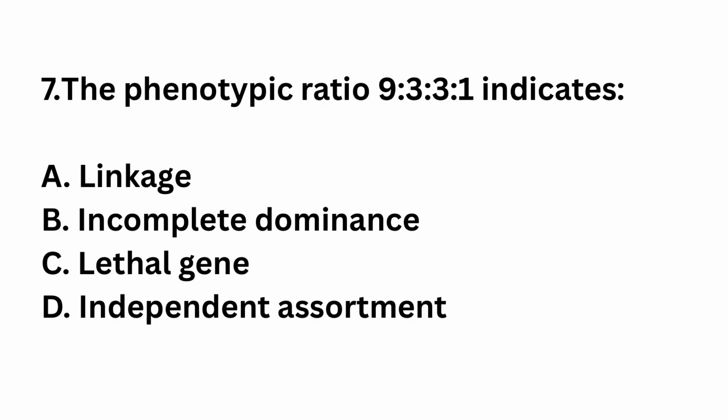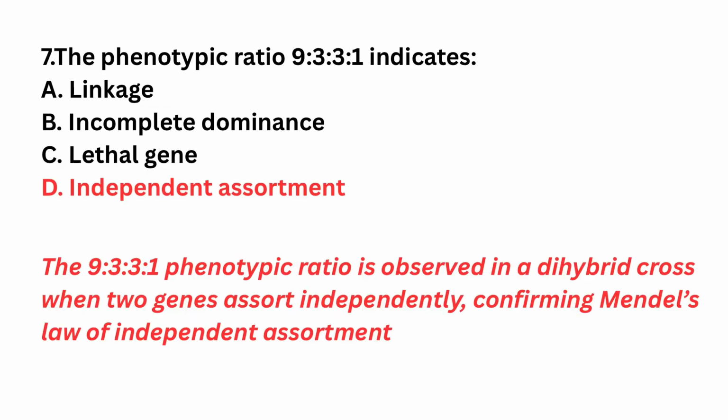Question number 7. The phenotypic ratio 9:3:3:1 indicates linkage, incomplete dominance, lethal gene, independent assortment. The right answer is option D, independent assortment. The 9:3:3:1 phenotypic ratio is observed in a dihybrid cross when two genes assort independently, confirming Mendel's law of independent assortment.